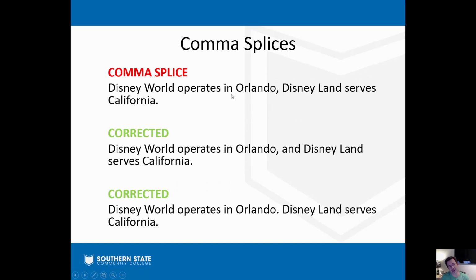So we fix a comma splice in a manner very similar to how we'd fix a run-on sentence. In our first correction here, we've added the coordinator and into it, and that fixes our comma splice. Disney World operates in Orlando, comma, and Disneyland serves California. In the second corrected example, I've substituted a period for the comma, which is going to create two separate sentences. And again, that's a trick that I showed you in the run-on video. And if you're keeping score, two correct sentences are always better than one that is incorrect. That's just basic grammar math.